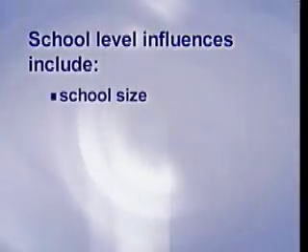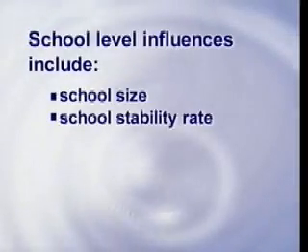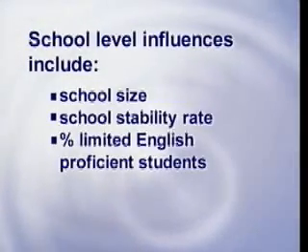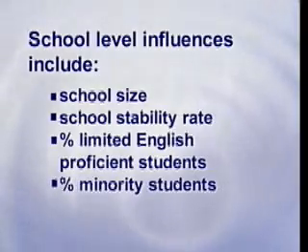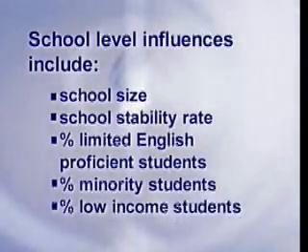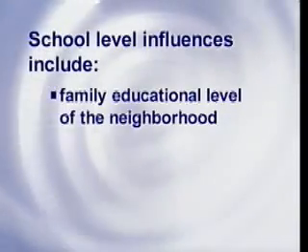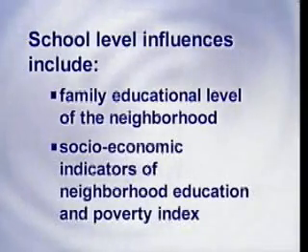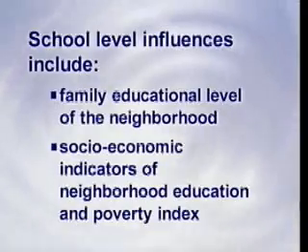Now, let's examine what influences the school effectiveness indices. Just as we know there are outside influences that impact student learning in the classroom, we know there are influences at the school level outside of the school's control as well. The SEIs address these influences. School-level influences include school size, school stability rate, percentage of limited English proficient students, percentage of minority students, percentage of low-income students, family education level of the neighborhood, socioeconomic indicators of neighborhood education, and poverty index.